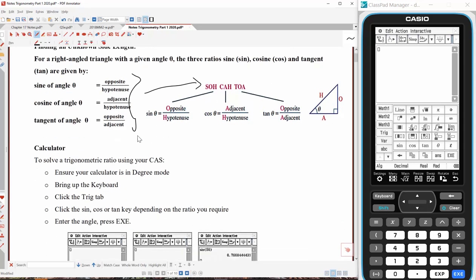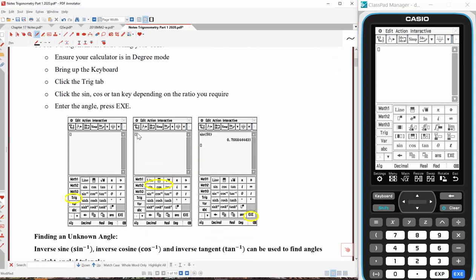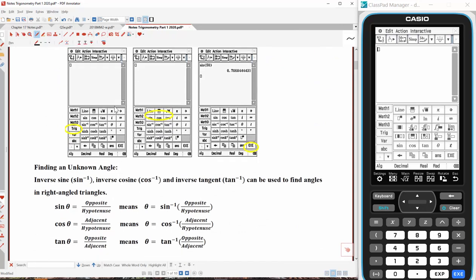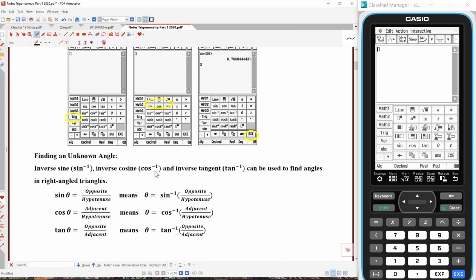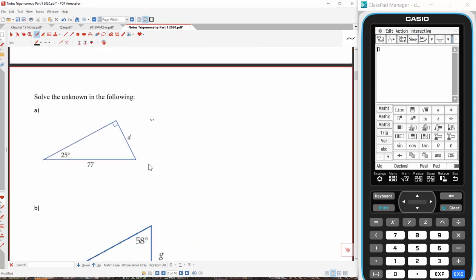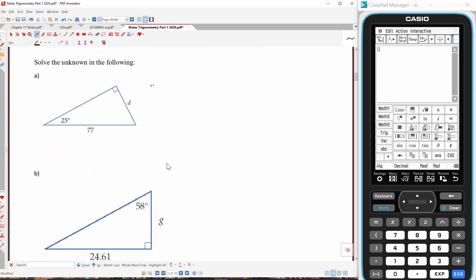Right, so we can use our calculator to do a lot of these things, both the trig ratios and the inverse situations. So let's get stuck into some examples and see how they go. Solve the unknown in the following. So what we've been given is an angle, a side length, which is the hypotenuse, and we're trying to find one of these smaller unknown sides.